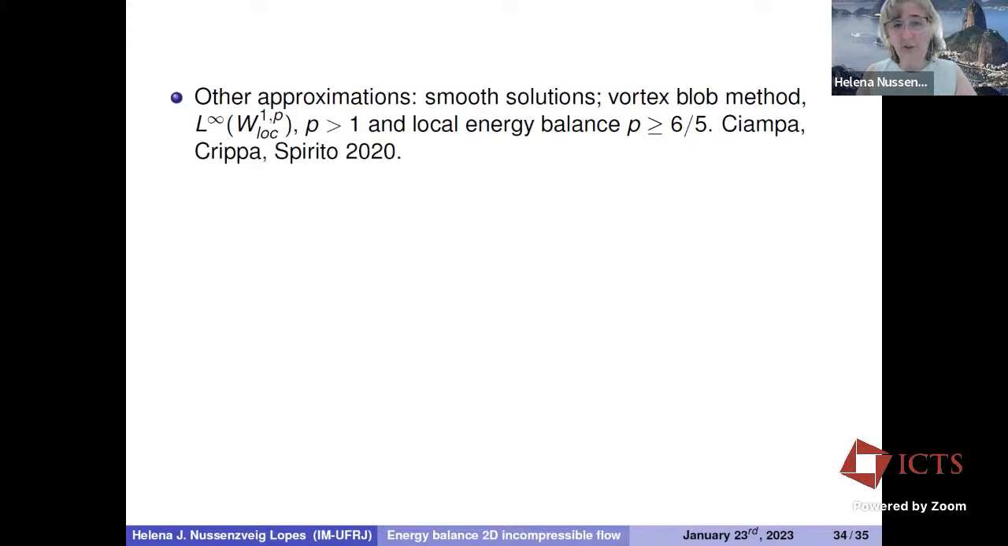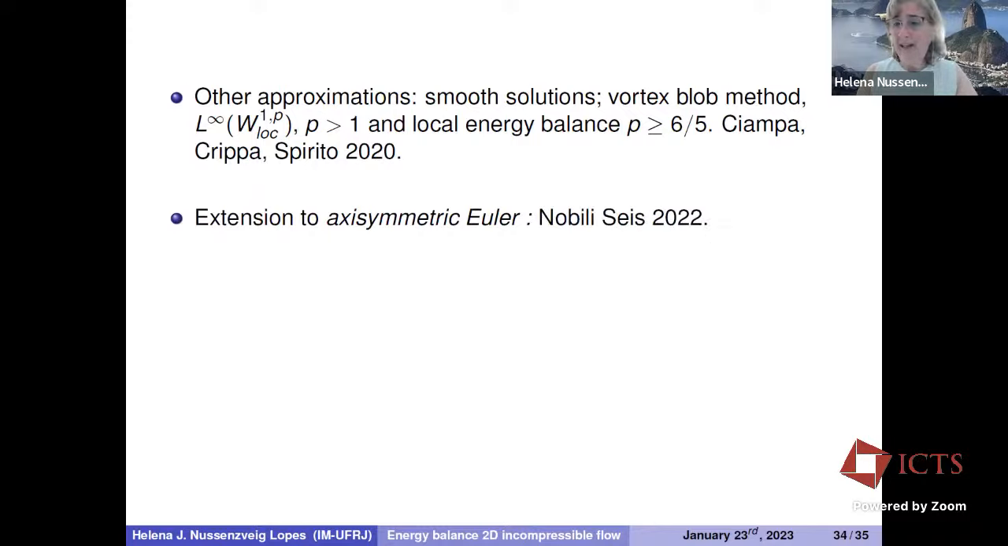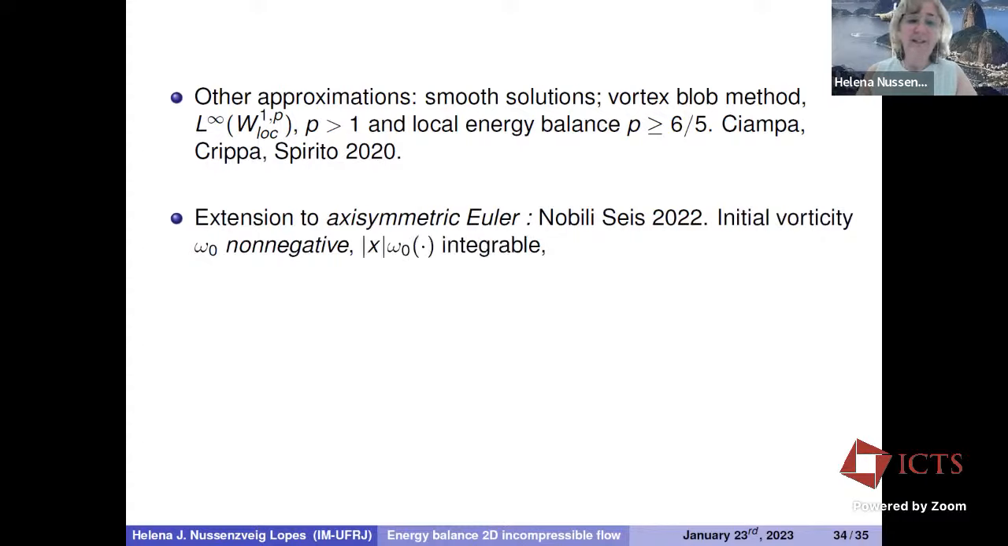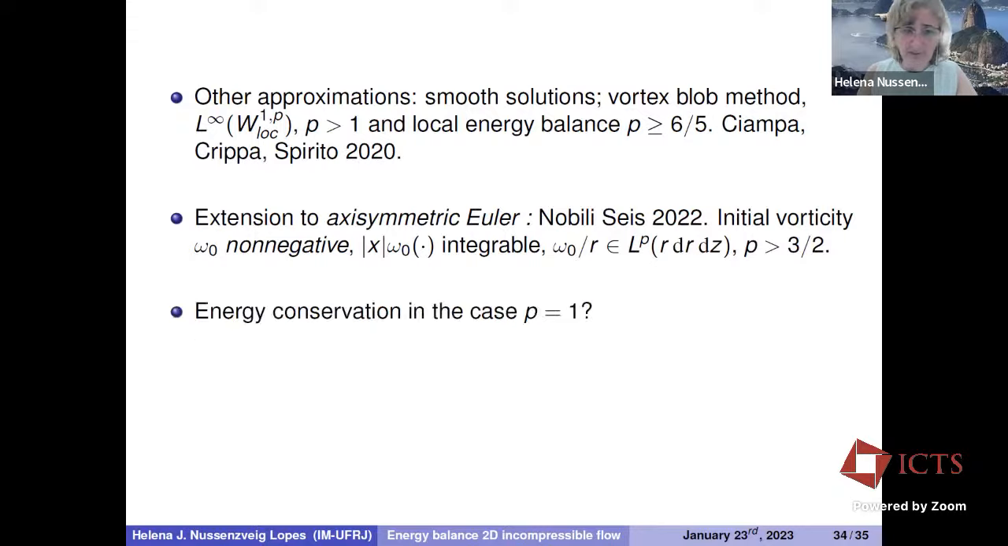Not 3/2, 6/5. This is work by Gennaro Ciampa, Gianluca Crippa, and Stefano Spirito from 2020. There was one extension to 3D in the case of axisymmetric Euler by Camillo Nobili and Christian Seis in a paper published last year. They looked at initial vorticity, which is non-negative, such that the norm of x times omega naught is integrable, and omega naught over r belongs to L^p in r dr dz space for p greater than 3/2. And they proved conservation of energy in the case of unforced flows.